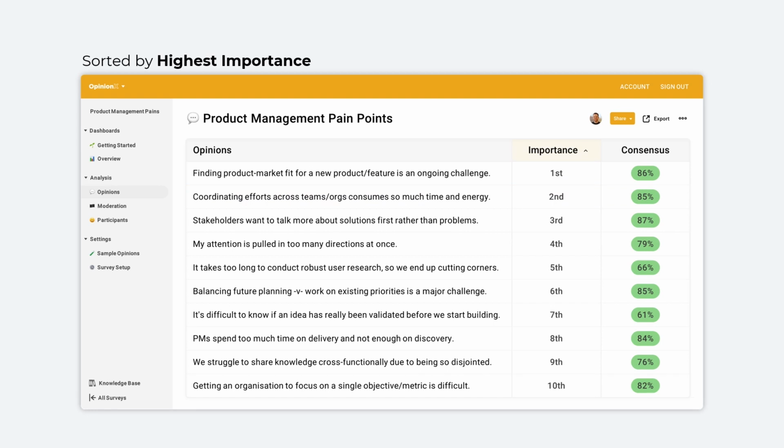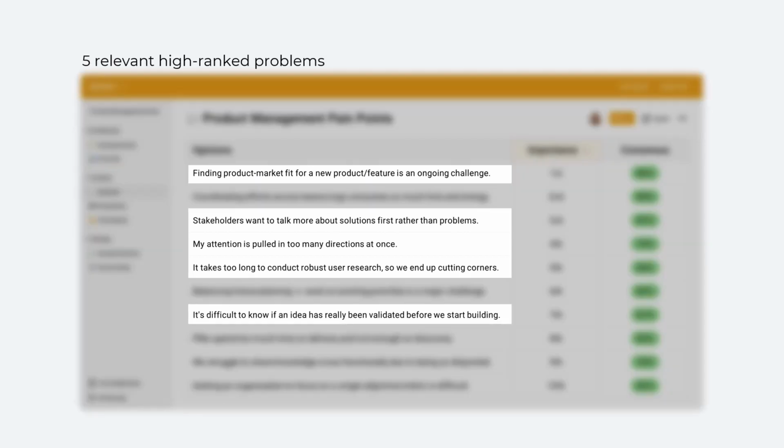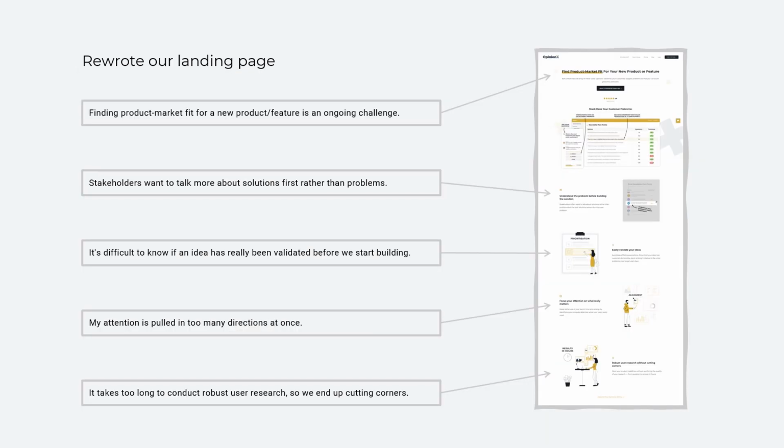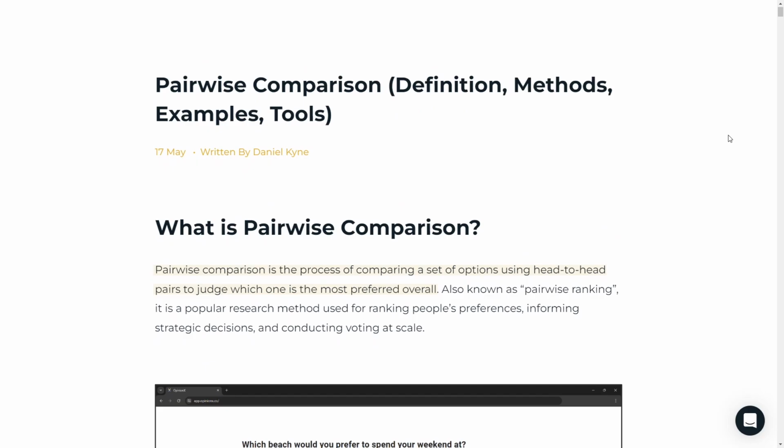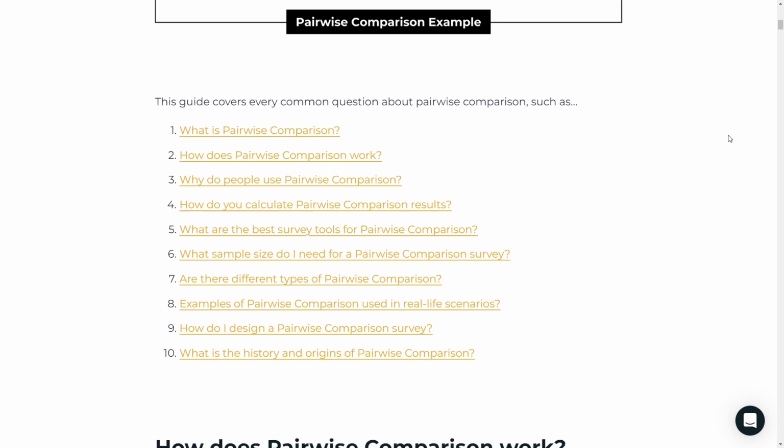Instead of giving up, we saw that 5 of the top ranked problems were things that our product could actually solve. So we rewrote our whole website to focus just on those. Within a week, we had 4 paying customers and all of our main metrics had multiplied. So that concludes a quick tour of all things Pairwise Comparison.